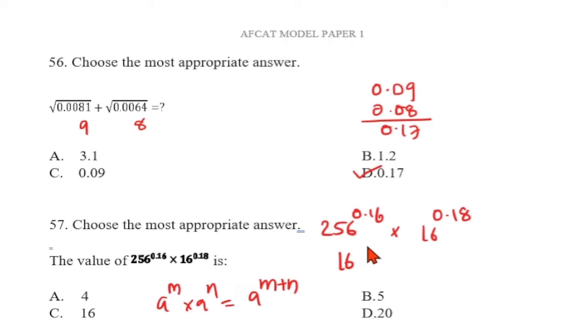Now 0.16 into 2 will become 0.32. And this is 16 raised to 0.18. So just add this because we have equalized the base. So 0.32 plus 0.18 will become 16 raised to 0.5. That means root of 16 is equal to 4. So option A is your answer.